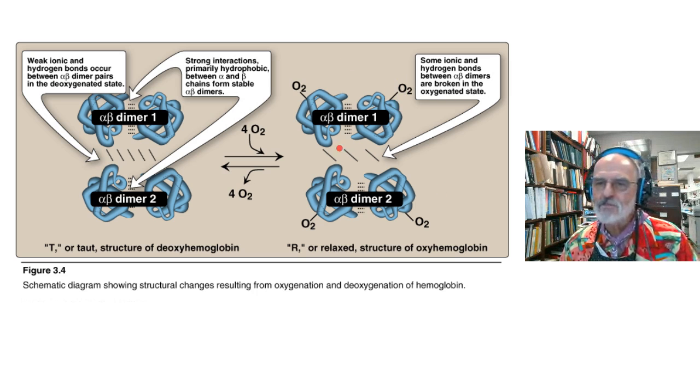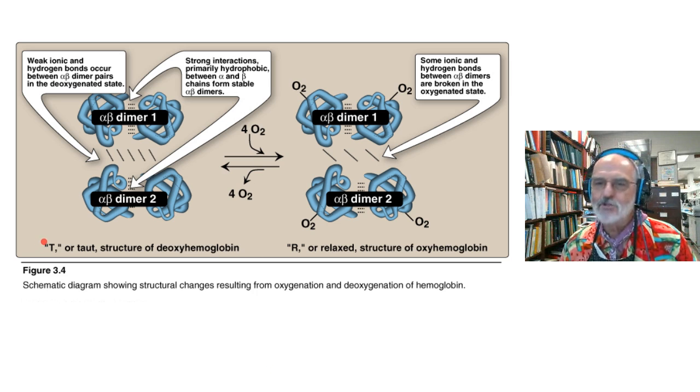This state will predominate in the lungs. This state will predominate in the tissues, okay? Because these states are in equilibrium, induced by oxygen binding. So if oxygen concentration is higher in the lungs, then this is the state that will predominate. If oxygen concentration is lower in the tissue, then this is the state that will predominate. Okay?